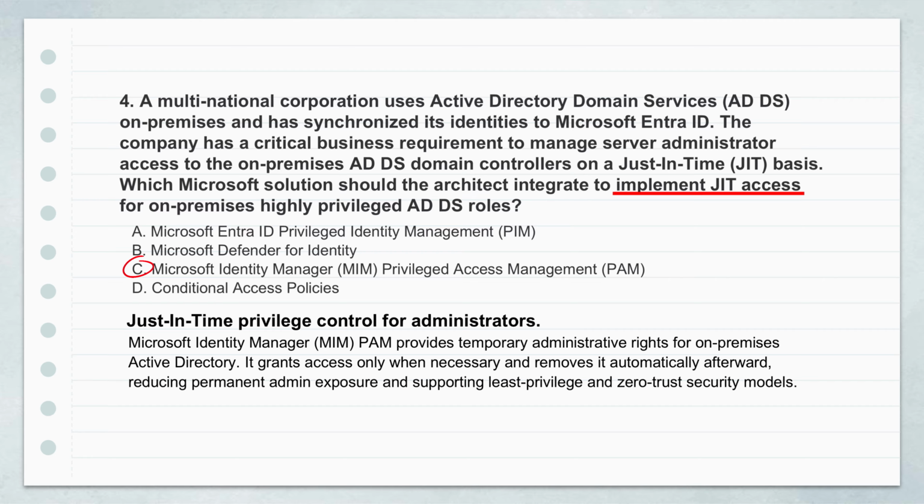Precisely. It shrinks the exposure window for your most powerful on-premises accounts right down, which is fundamentally applying that zero trust principle of least privilege and JIT access directly to your legacy infrastructure administration. Makes sense. A crucial bridge for hybrid identity security.